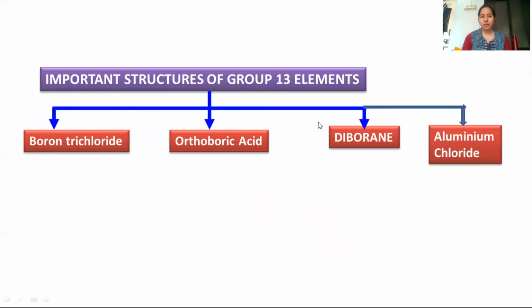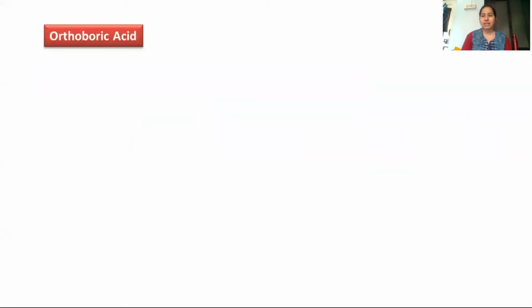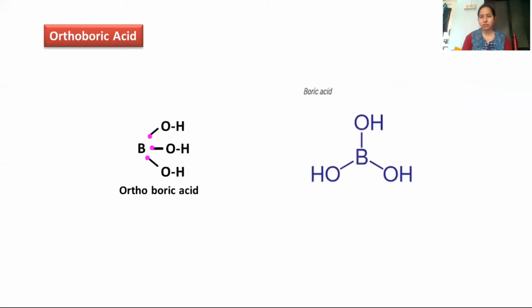Moving to the second one, after boron trichloride, we are going to start with orthoboric acid, or we also call it boric acid. In case of orthoboric acid, the formula is H3BO3, or we can write it as B(OH)3. This means the central boron atom is linked to three OH groups. This is how the actual structure looks. You can put the heading as orthoboric acid or boric acid / H3BO3 or B(OH)3.